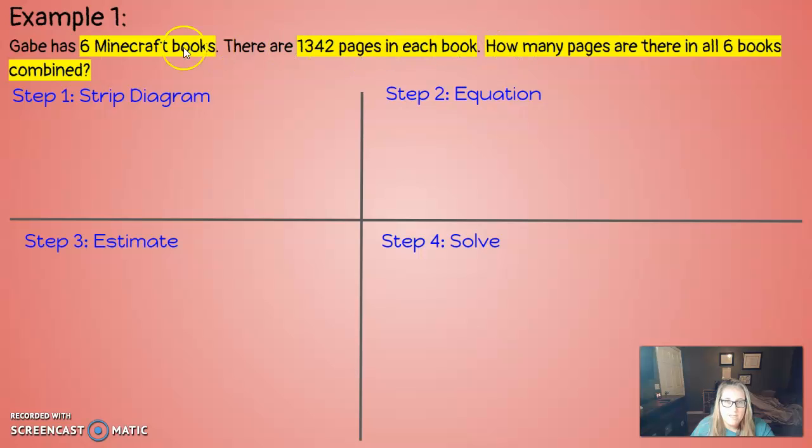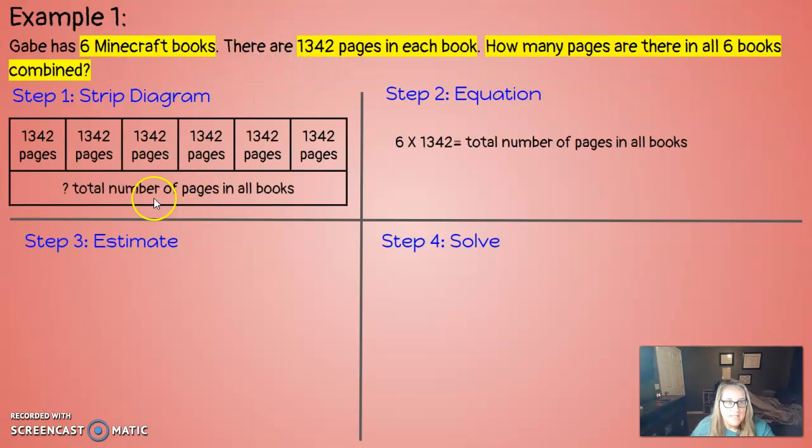This is going to be the information that I use to build my strip diagram. So let's think about what my strip diagram would look like. On this one, I have 6 Minecraft books. So here's book 1, 2, 3, 4, 5, and 6. Each book has 1,342 pages, and I am looking for the total number of pages in all of the books. After I've done that, I'm going to write my equation. Now remember, this multiplication sign means groups of, so I have 6 groups of 1,342, and that's going to give me my total number of pages in all of the books.